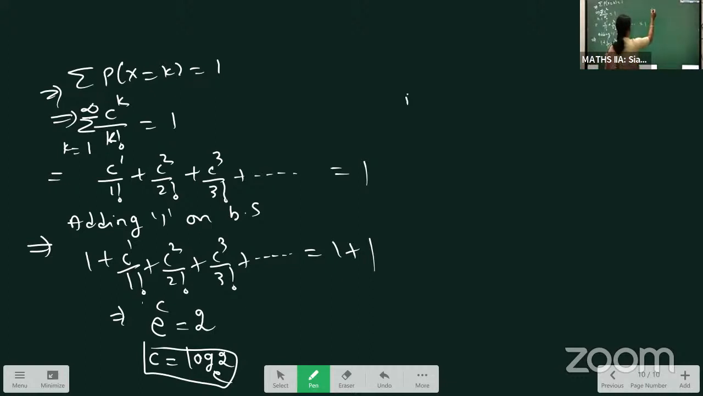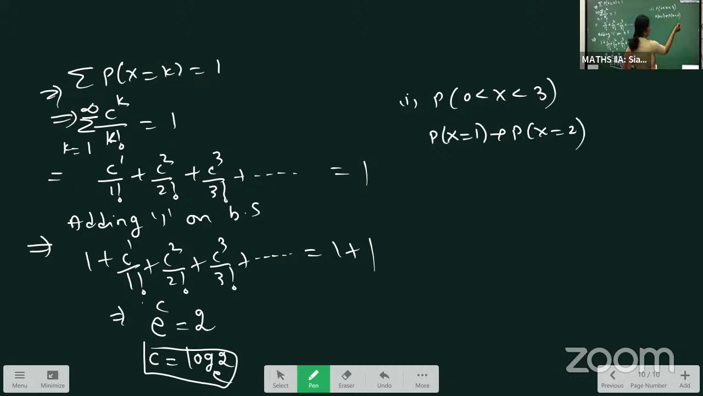P of 0 less than x less than 3. How many values are there? 0 less than x, in the reverse way, x greater than 0. X greater than 0 means what are the values? X is equal to 1, x is equal to 2, so on will be there. But before closing, we have a condition x less than 3. Less than 3 means up to 2 we have to take. So the values from 0 to 3 indicate P of x is equal to 1 and P of x is equal to 2.